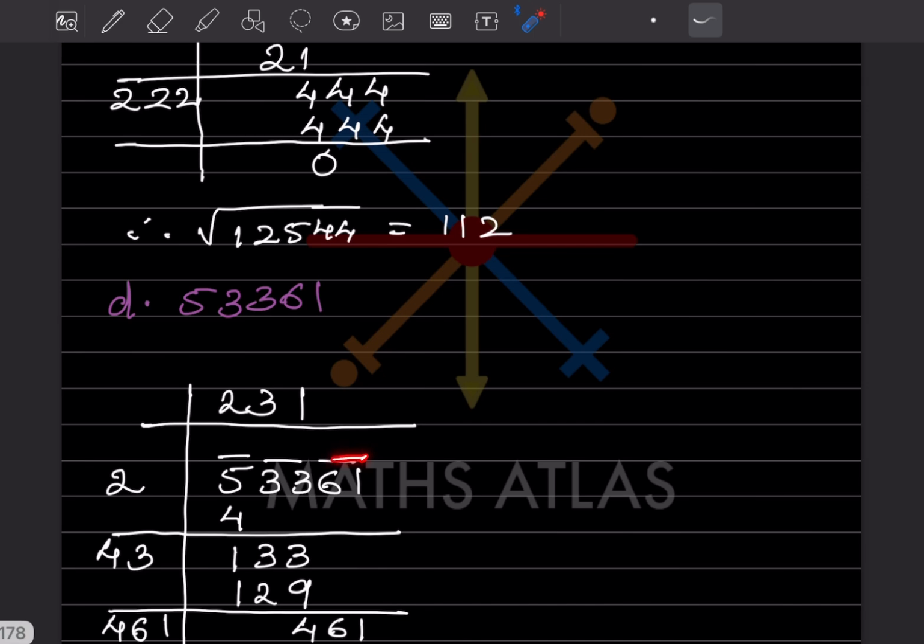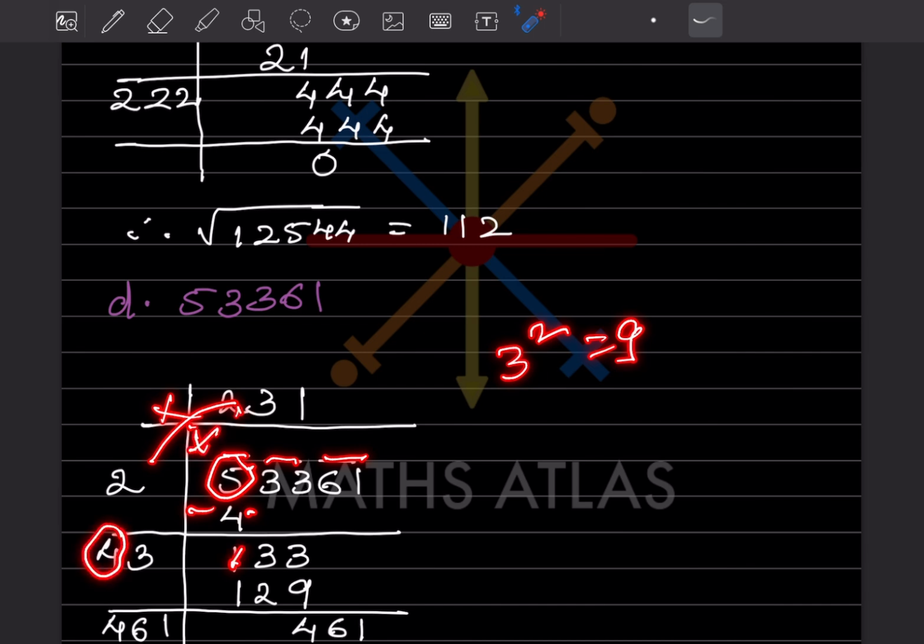53361. Again you are going to pair it. So this single. So this is 5 means 2 multiplied by 2, because if we take 3 multiplied by 3, that is going to be 9. So 2 twos are 4. So what remains here is 1. Again here 2 plus 2, that is going to be 4. So now 1 is smaller than 4. So you are going to take these two numbers down because this is the pair.